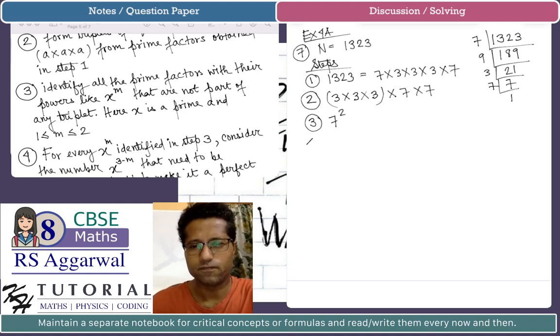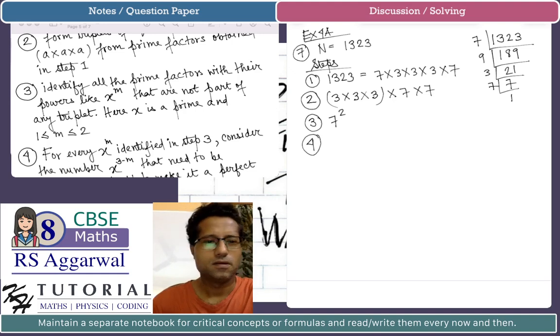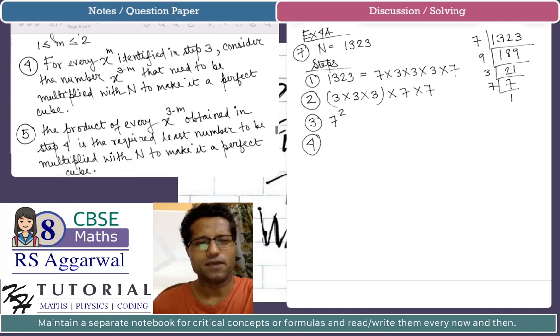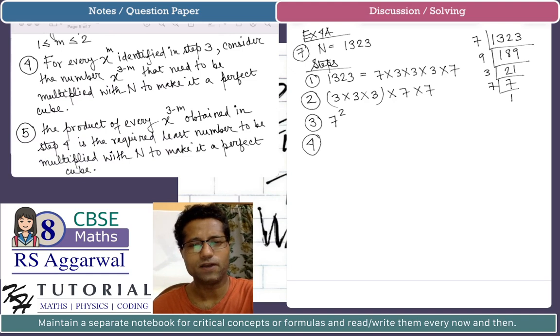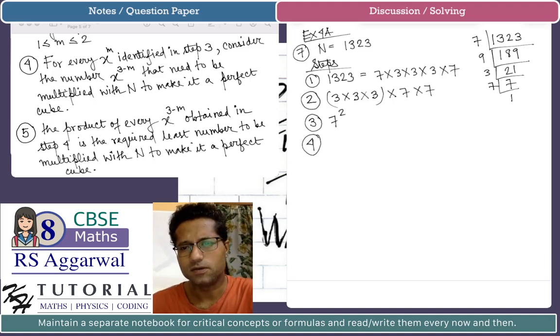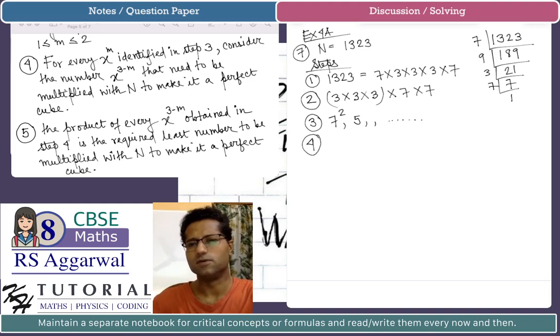Now what is step 4 saying? Step 4 is saying for every x to the power m identified in step 3, consider the number x to the power 3 minus m that needs to be multiplied with n to make it a perfect cube. In this example for 1323, we are having only 7 square. It may be possible that you will get some more numbers with powers.